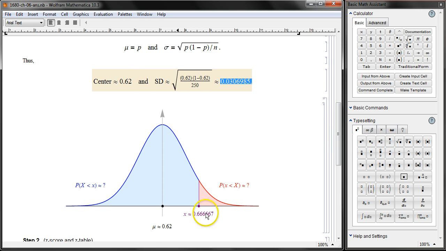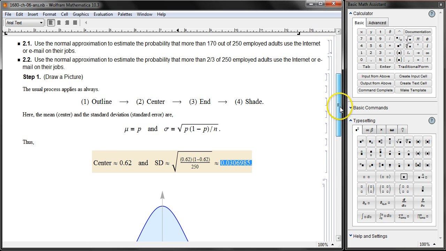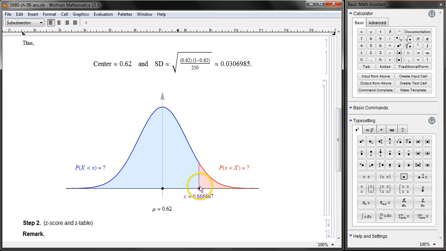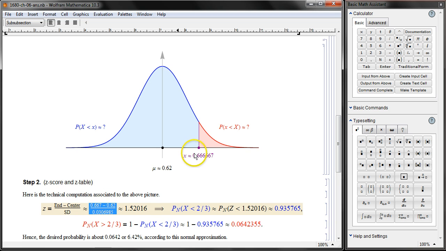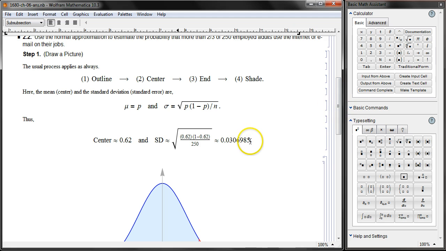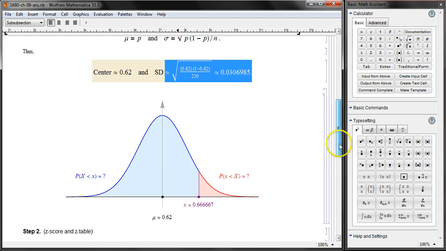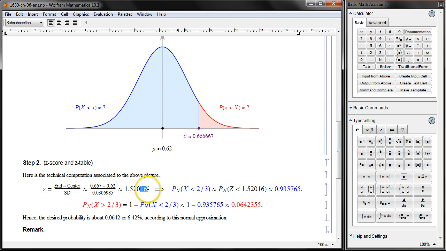Here's the normal picture. The center, 2/3 is over here. You see, we want more than 2/3. So this is 2/3. How do we calculate? Here we go. End minus center over SD. End is 2/3, center is 0.62, and SD we calculated right over here. Alright, run your calculator and you get 1.52 something.